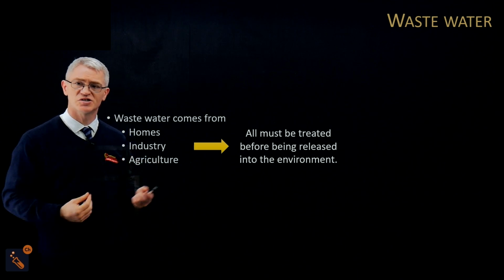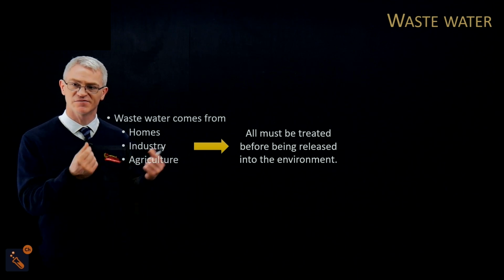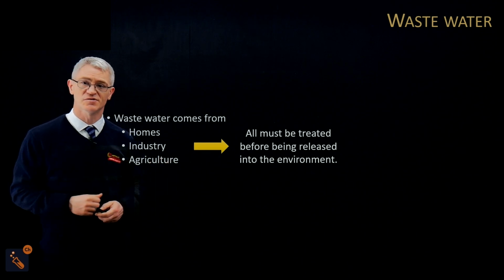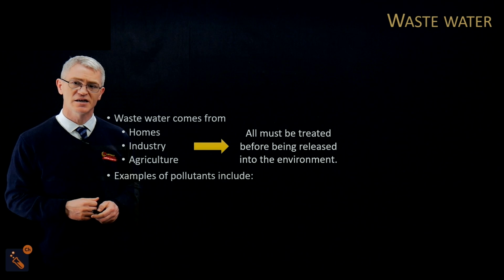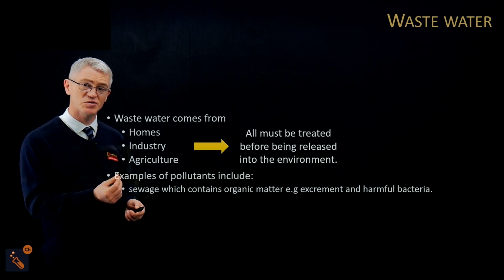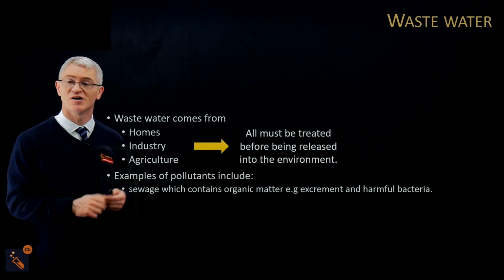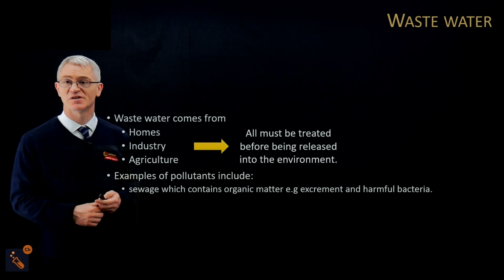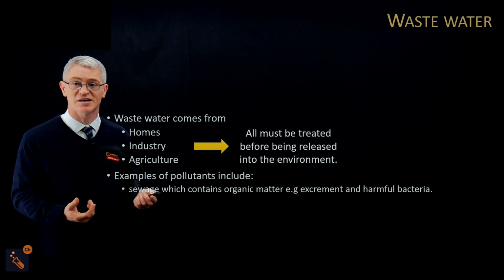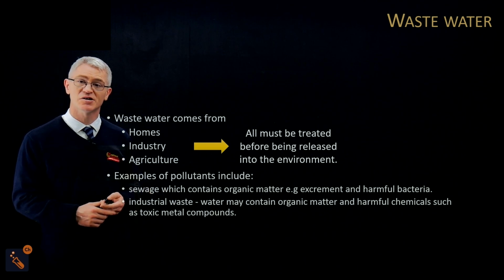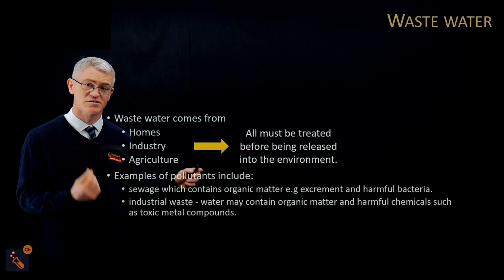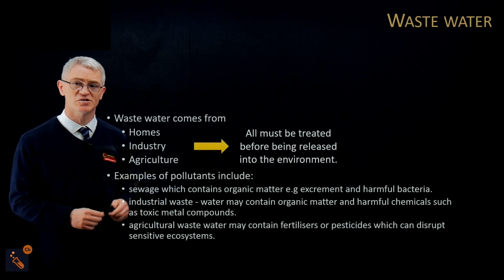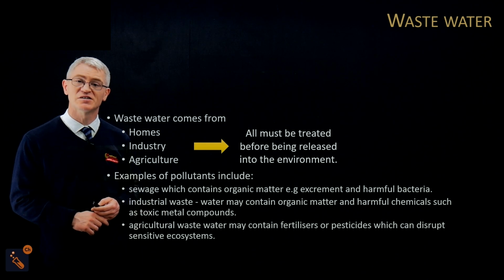Industry, large-scale washing, large-scale cleaning, for example, has to go into the environment. Agriculture, fertilizers and so forth, has to go into the environment. Examples of pollutants, for example, as I said, sewage, which contains organic matter, excrement and harmful bacteria, your toilet, okay? And they can also include agriculture and the excrement and things like that from agriculture. Now, industrial waste: harmful chemicals, toxic metal compounds that might go into your wastewater; agricultural waste: fertilizers and pesticides.